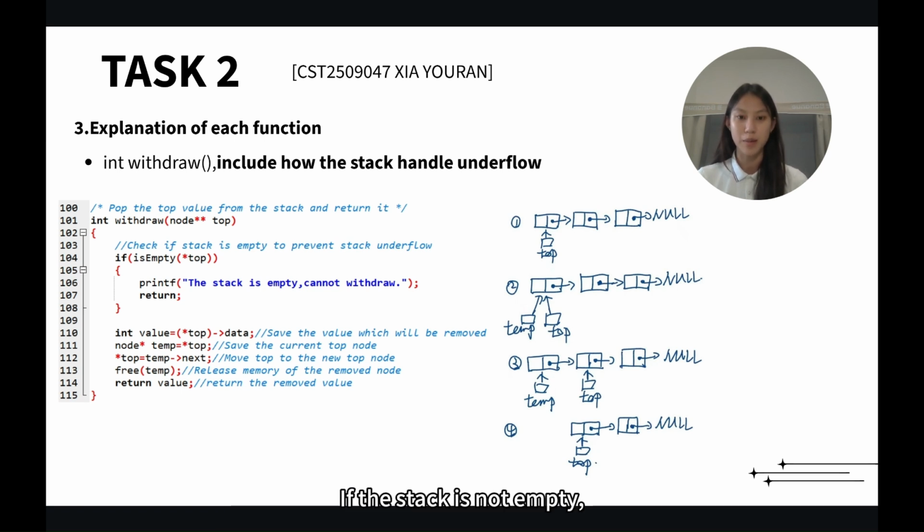If the stack is not empty, the program first stores the top value of the stack into a variable called value. Then it uses a temporary pointer called temp to store the current top pointer. After that, the top pointer will point to temp next, which means the top pointer points to the next node. And finally, the old top node will be freed by using free temp.